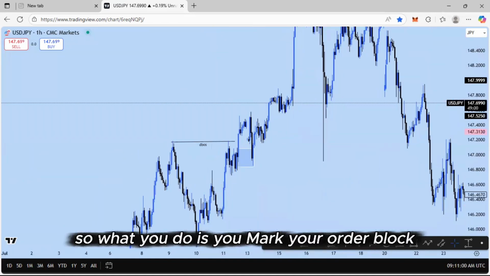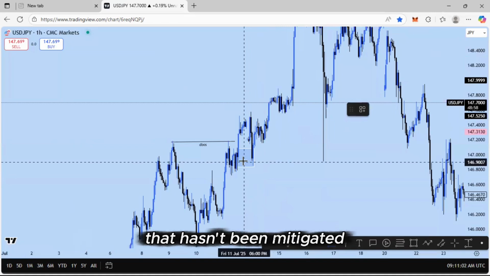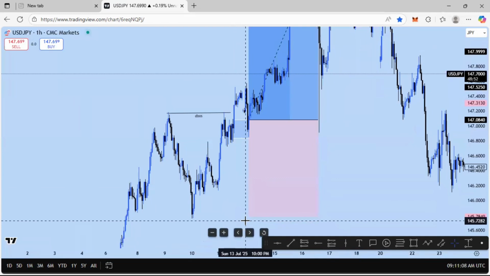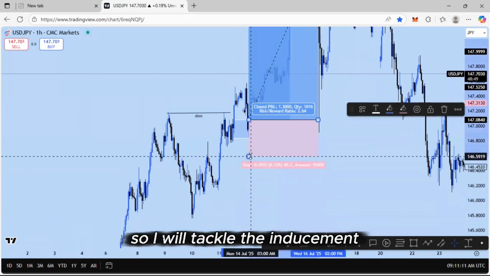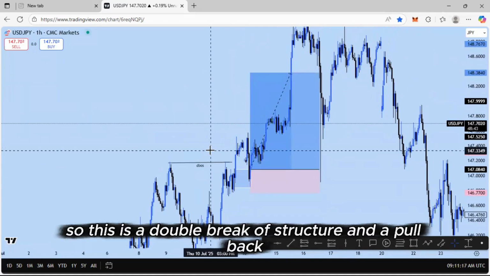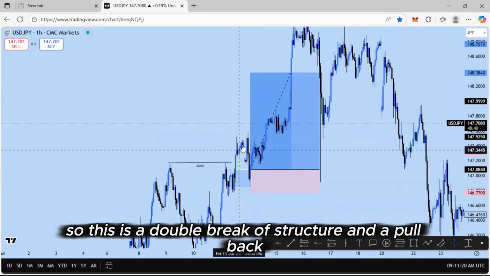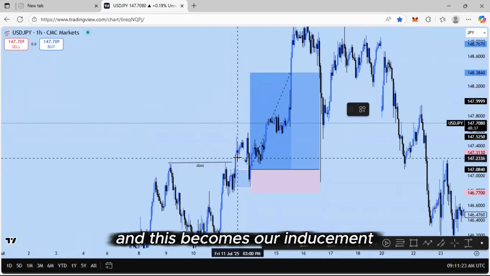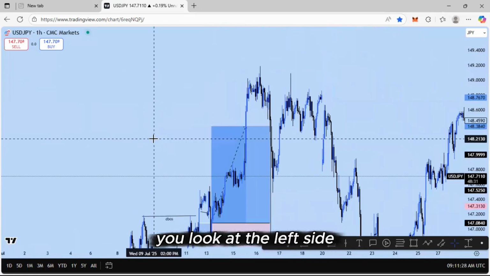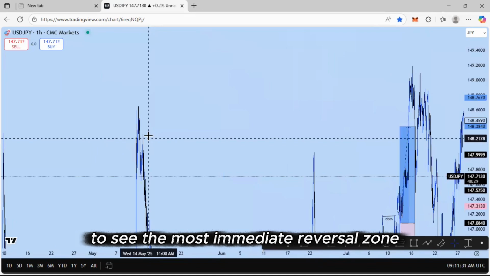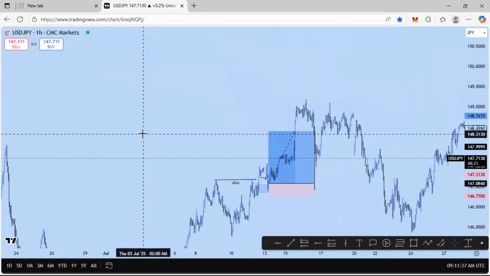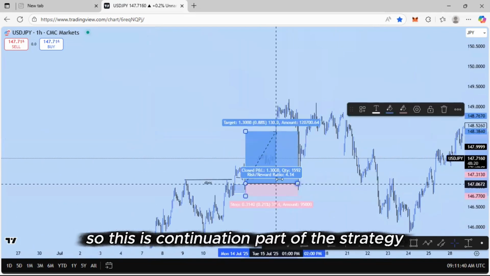So now with this, we want to continue with the trend. What you do is you mark your order block that hasn't been mitigated, and then you look for your inducement. Now we are dealing with continuing with the trend. So I will tackle the inducement and how to identify a valid order block. So this is a double break of structure and a pullback, and this becomes our inducement. Then you take your buy and you target. You look at the left side to see the most immediate reversal zone. Then you target that zone. Okay, so this is the continuation part of the strategy.